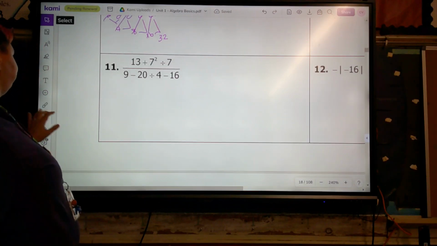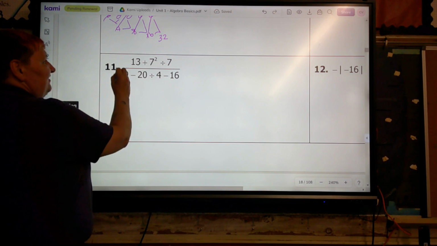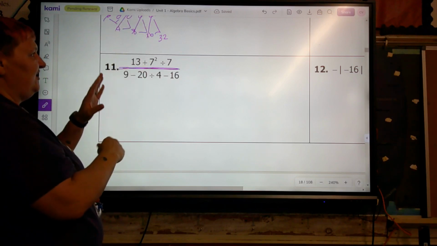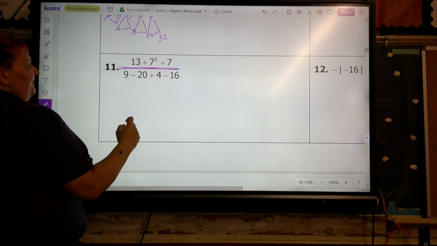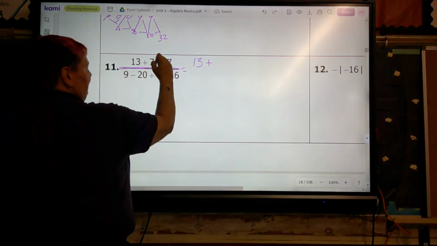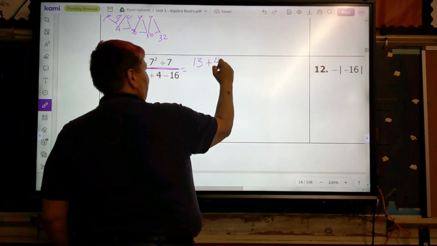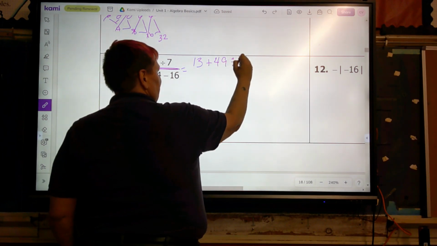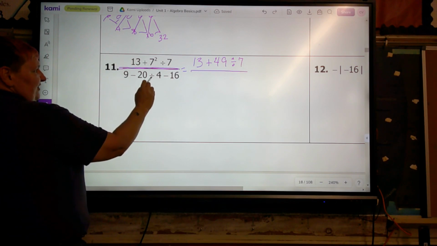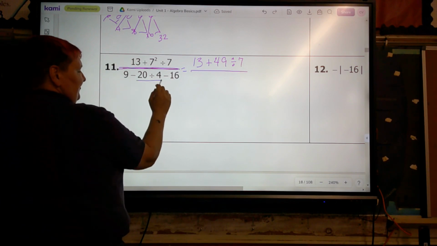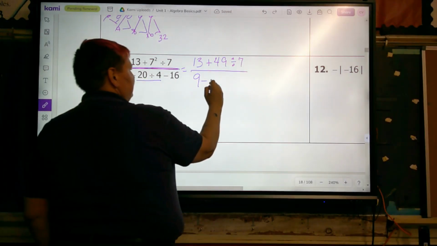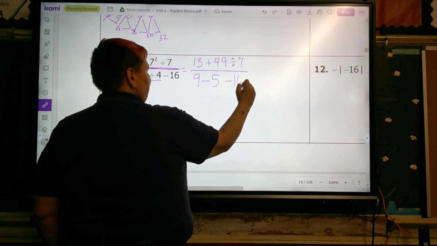Yep, last one. Again, this is considered a grouping symbol. So we have to do what's on one side and then the other before we can bring it together. Right, so 13 plus 7 squared is 7 times 7, which is 49, divided by 7. On the bottom we have 9 minus 20 divided by 4 minus 16. So we're going to do this first. 9. Negative 20 divided by 4 is negative 5 minus 16.